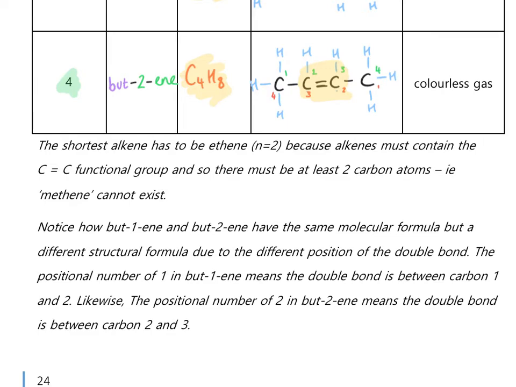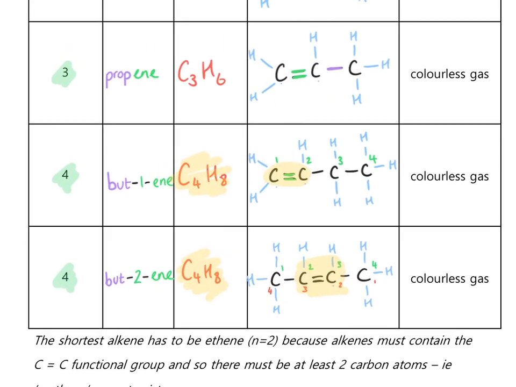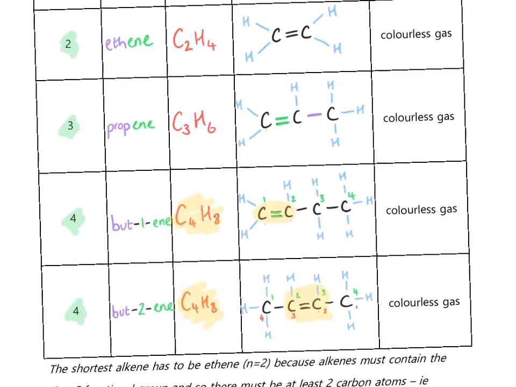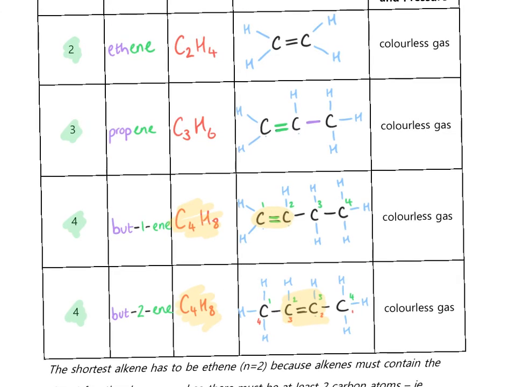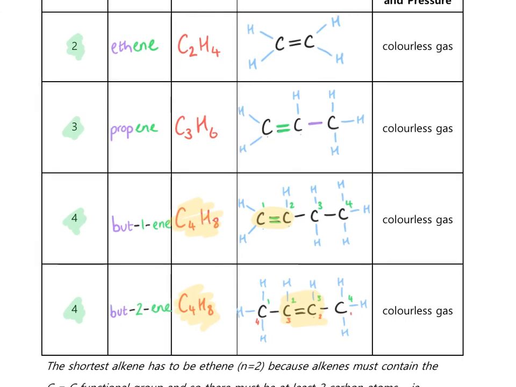So the key thing here is that you're confident in being able to draw your first 4 alkenes, so ethene, propene, and the 2 different forms of butene, and be able to draw them, remember their molecular formula, or work out their molecular formula from their structural formula, and remember that they are all colourless gases. That's quite easy to remember, because they are all colourless gases.